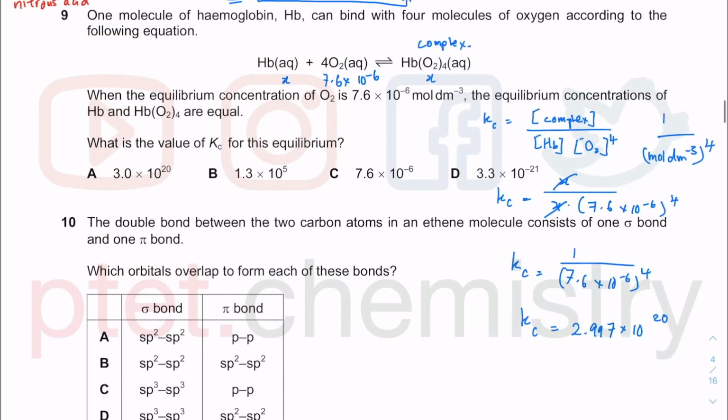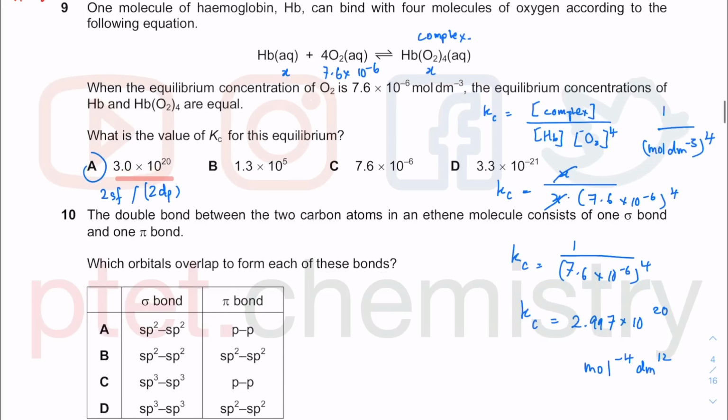So essentially they can ask you for the unit in a structured question. There will be mole to the minus 4 dm to the power plus 12. These are just simple indices. When you invert it, you're going to get mole to the minus 4, and then the minus becomes a plus there. So this is closest to this value here, 3.0 times 10 to the 20. This is rounded to 2 decimal places, or you can think about 2 significant figures as well.